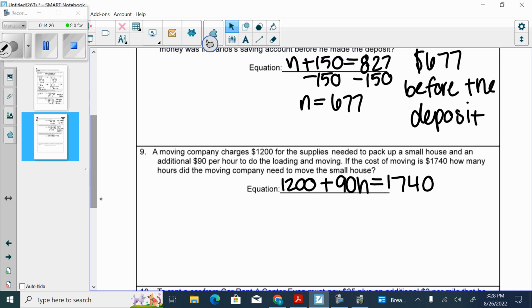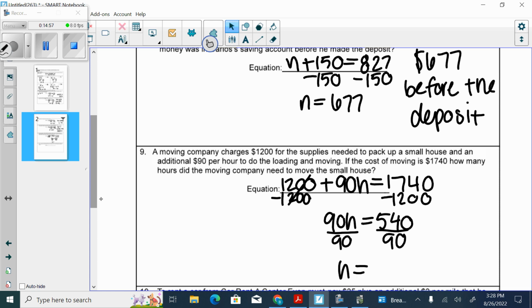And they want us to figure out how many hours it took, right? So what am I going to do now? Okay. So what is 1740 minus 1200? Very good. Then what? So it looks like it took them how many hours? Very good. One more.